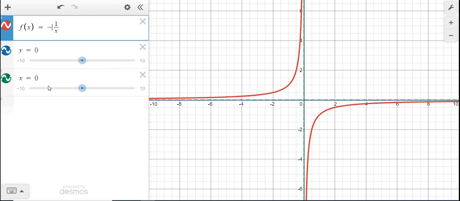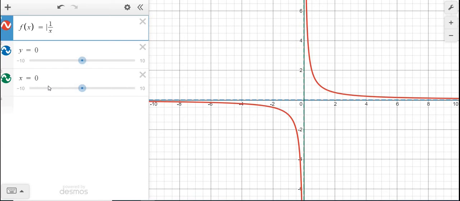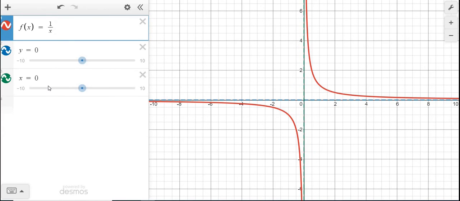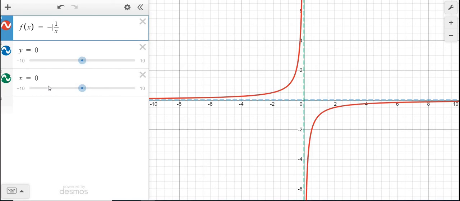Okay, putting a minus sign in front of 1 over x flips the function about the x-axis. So it takes the portion that is in the first quadrant in the original parent function, and it flips it down to the fourth quadrant. And it takes the part of the function that was in the third quadrant and flips it up into the second quadrant. So we end up with this graph. Now that was the first of the transformations.